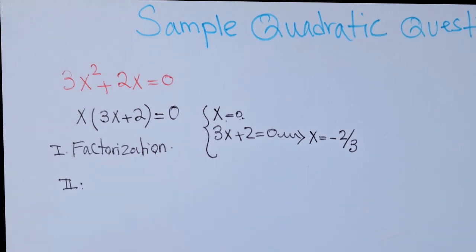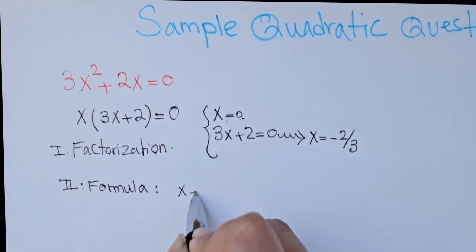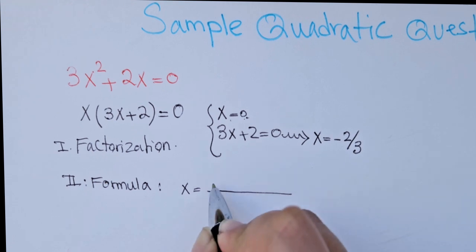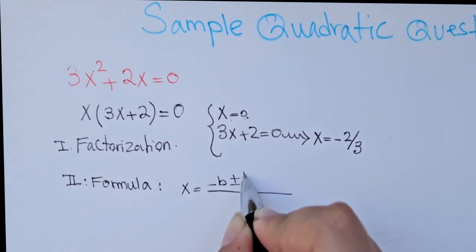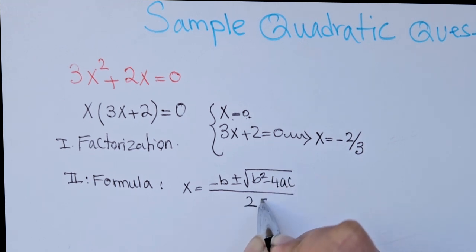Method 2, I'm going to use the quadratic formula to find the solution. This is the easiest. Most of the time, this is the best solution you can get. If you want to use this formula, remember this is the quadratic formula: x equals negative b plus or minus the square root of b squared minus 4ac, divided by 2 times a. And in here, a, b, c are the coefficients. A is always the coefficient of the x squared, b is the coefficient of x, and c is your constant.